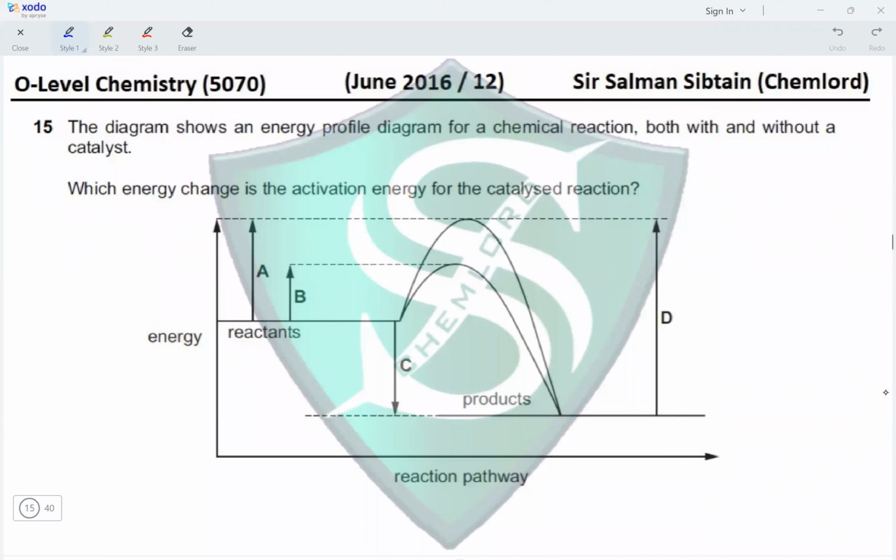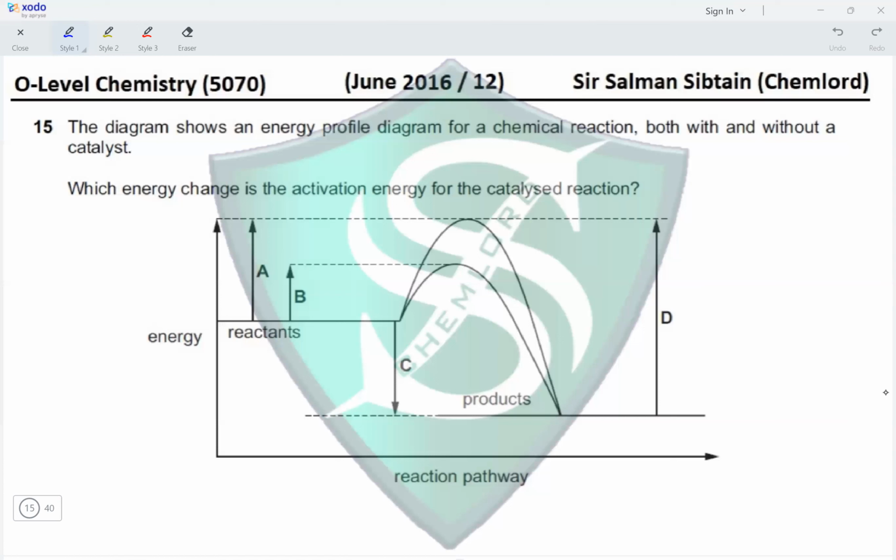Question 15. The diagram shows an energy profile diagram for a chemical reaction both with and without a catalyst. Which energy change is the activation energy for the catalyzed reaction? So activation energy is the energy difference from the reactant till the point of maximum energy known as the transition state. So in this diagram, A represents the activation energy of the uncatalyzed reaction because the transition state is higher than the one which is represented by the energy gap B.